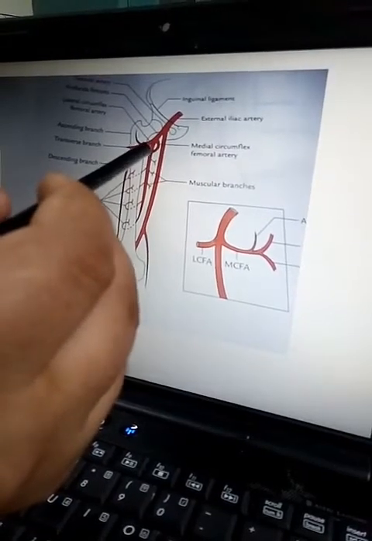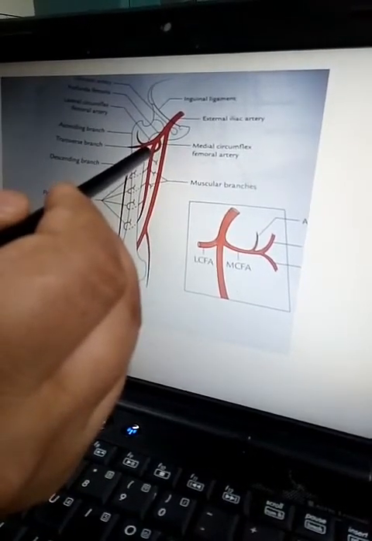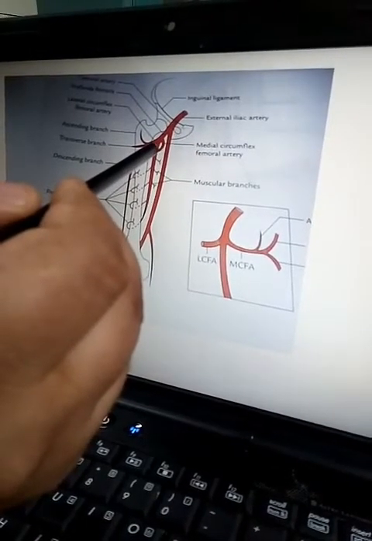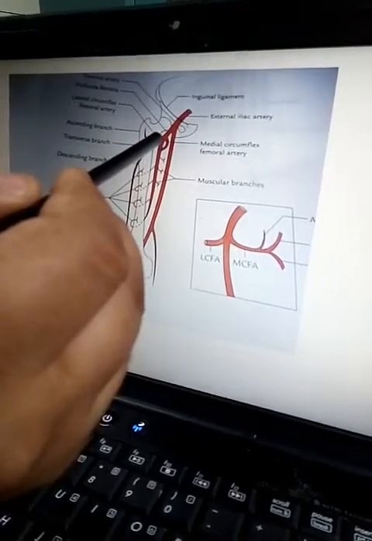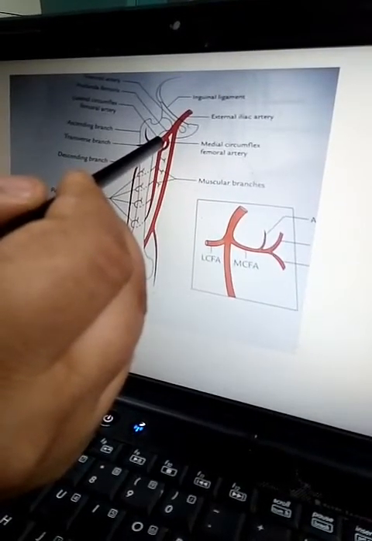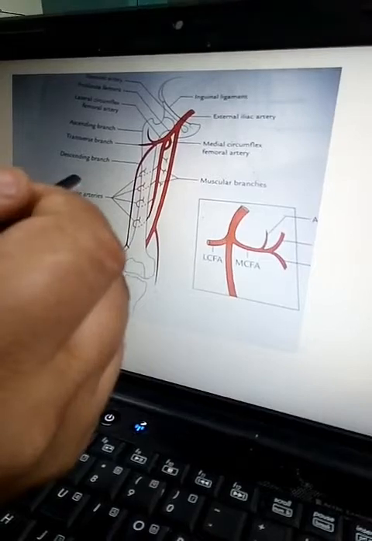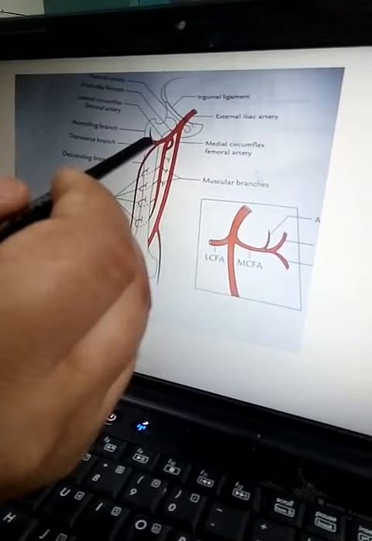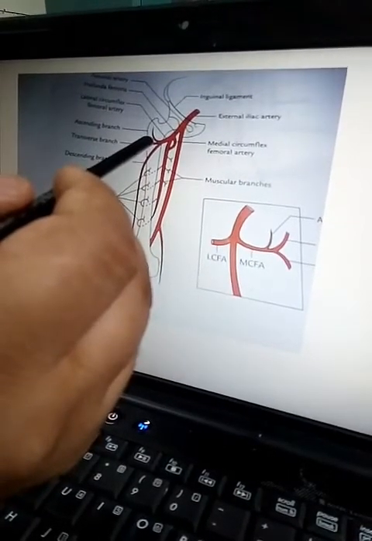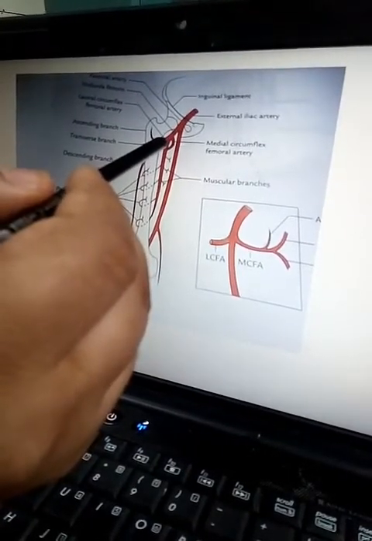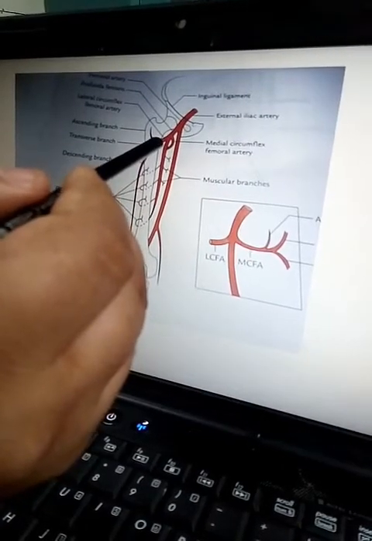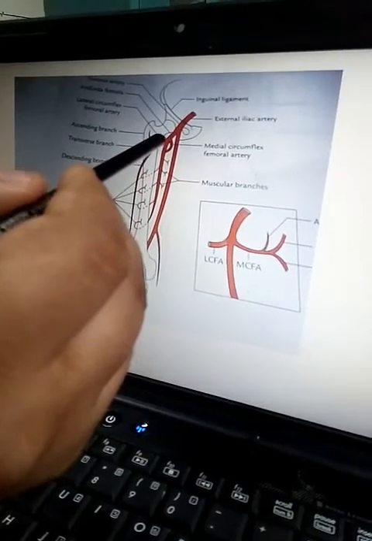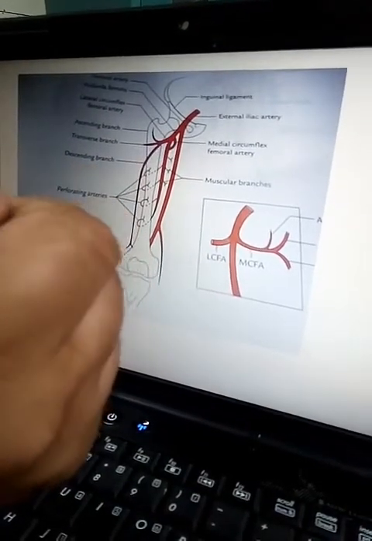The acetabular branch of the medial circumflex femoral artery arises before the terminal branches and enters the acetabulum through the acetabular notch deep to the transverse acetabular ligament. The branches of the medial circumflex femoral artery pass through the capsule of the hip joint to supply the head and neck of the femur. So the medial circumflex femoral artery is very important because it supplies most of the blood to the head and neck of the femur by its posterior retinacular branches.